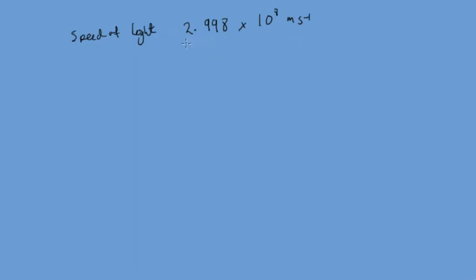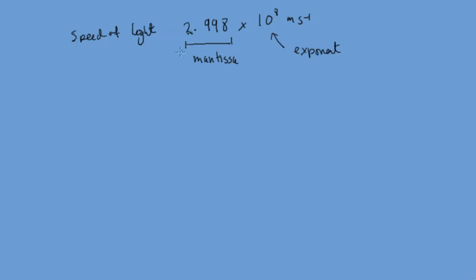In these numbers we call this number part the mantissa, and it's quoted with a non-zero digit before the decimal place, and the degree of accuracy is determined by how many significant figures we have in the mantissa. This part here, the 10 to the 8, is the exponent, and it's always quoted as an integer power.